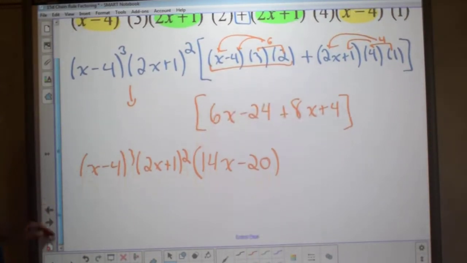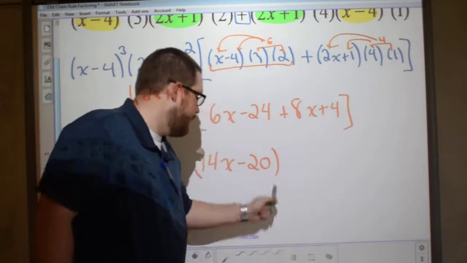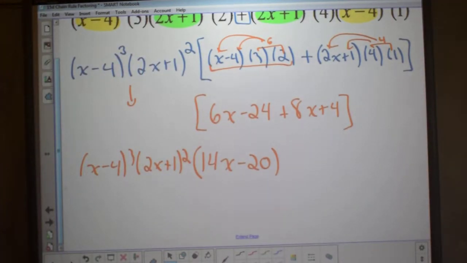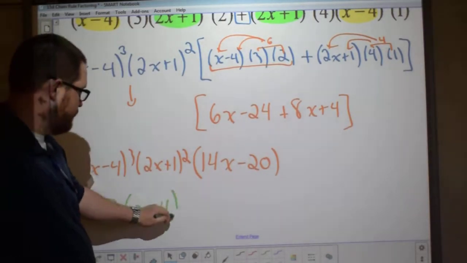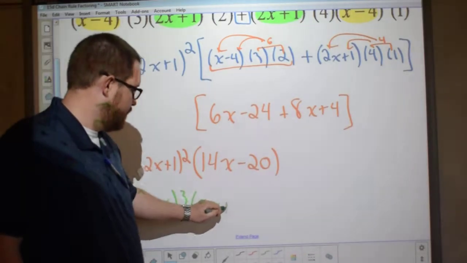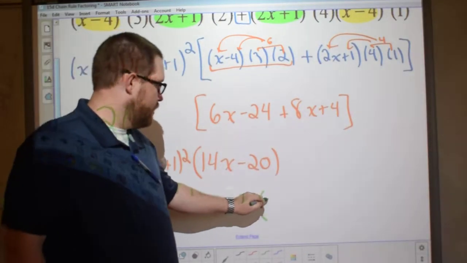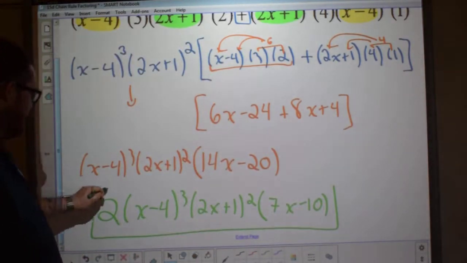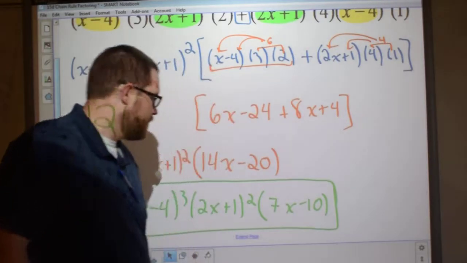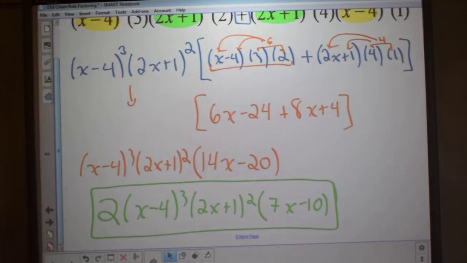But you're not quite done. Look at what's left. 14x minus 20. It has a GCF of 2. If you pull a 2 out, you end up with a 7x minus 10. And that is completely factored. So that one's not terrible. The order that I write it doesn't matter. There's no negative exponents, so they don't have anything that goes on bottom. There's no fractions anywhere in that problem inside the binomials.